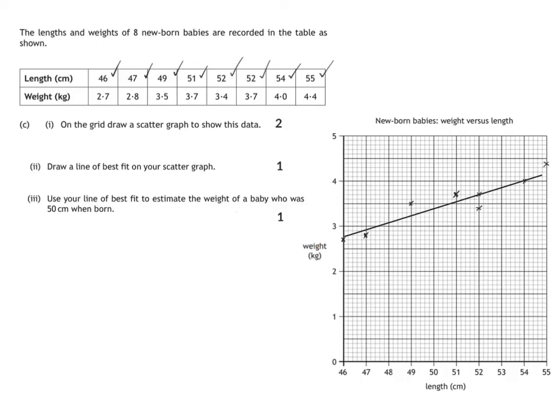But for part C, we need to use our best fit line to estimate the weight of a baby who's 50 centimeters when they were born. This is based on your best fit line. So you go up from your 50. Let's use a different color, and I'm just going to use a line to go up. So we go up to here, and we can go across. That's not what I was trying to do. I wasn't trying to move that one. I was trying to make a new line. Here we go, and then I can go across from there to here.